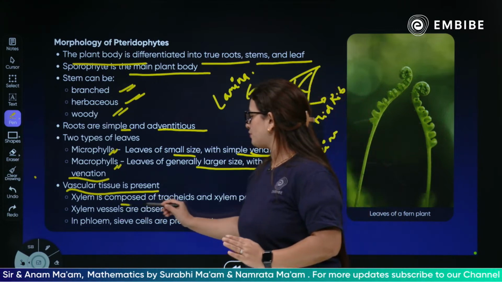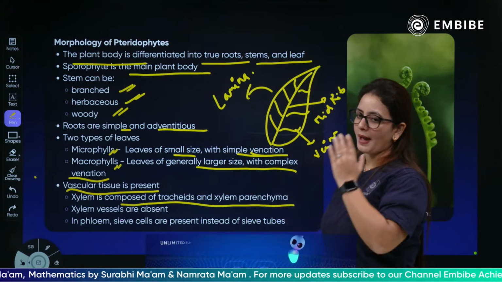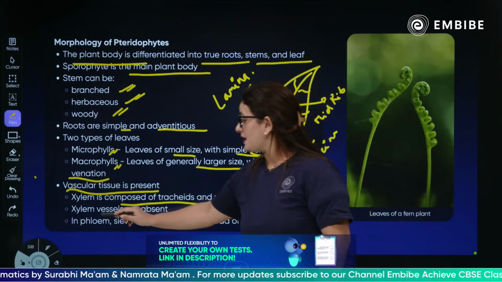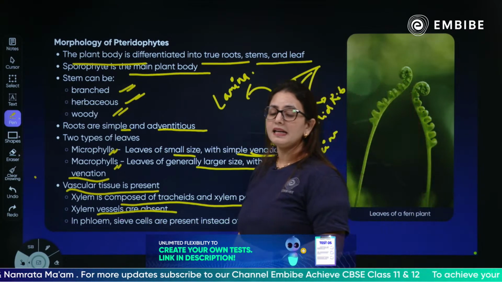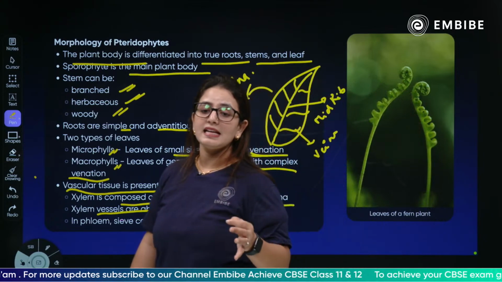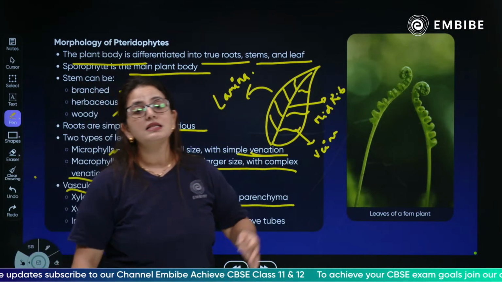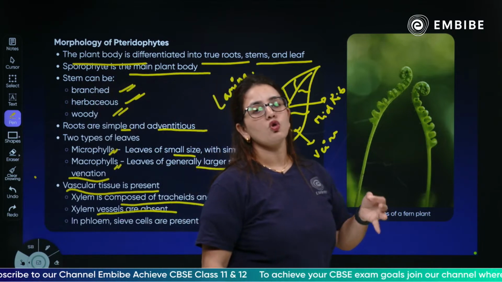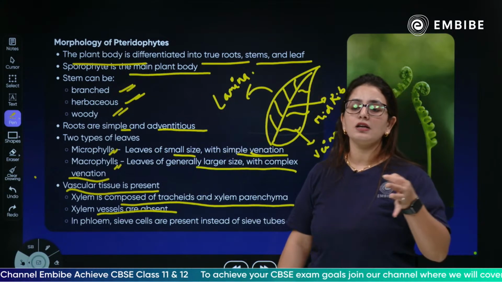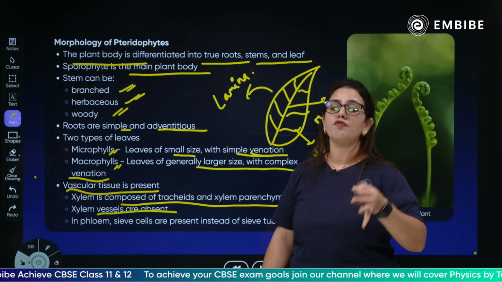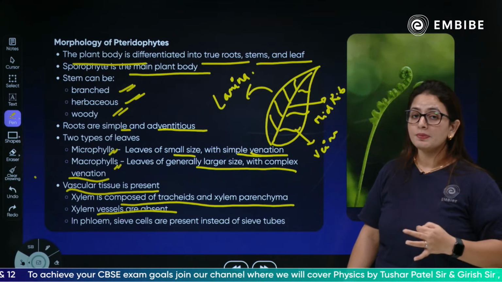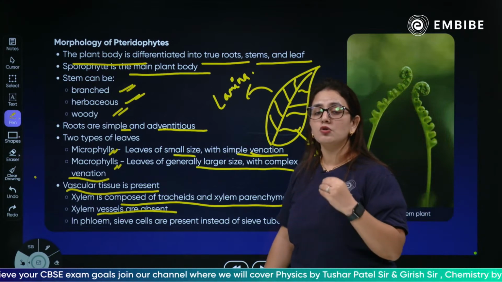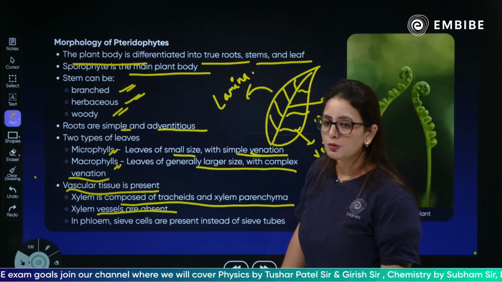Xylem is composed of tracheids and xylem parenchyma. Xylem vessels are absent. Since xylem vessels are completely absent, it has only tracheids and xylem parenchyma. Xylem parenchyma is used to store food, while the tracheids are for conduction of water and minerals. It also has phloem, which is majorly known for the transport of food material.